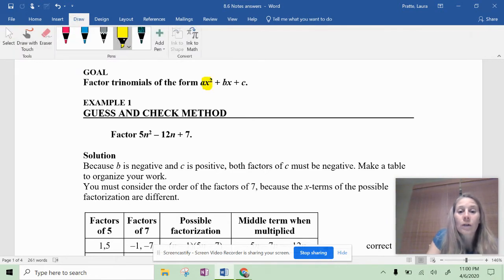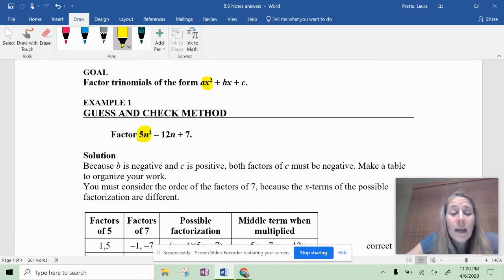There was not a number in front of it. So now we're going to be dealing with problems where there's a number in front of that x squared, or in this case, an n squared. And last week when we had that situation, we would divide everything by that number. So that was our GCF, and then we would be able to factor from there. When you have a number in the front like this one, the 5, it's not a GCF with the 12 and the 7, so you can't just divide by 5 like we did last week.